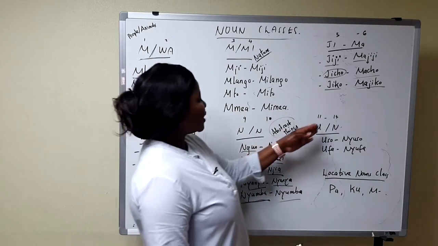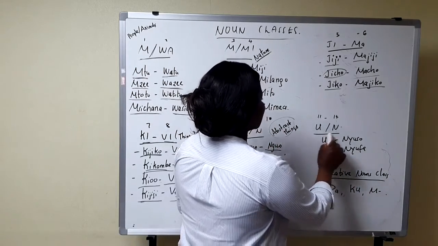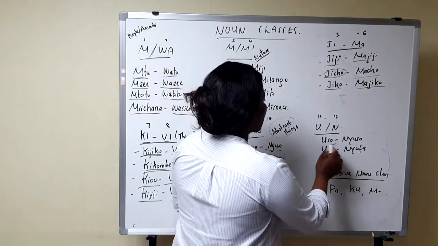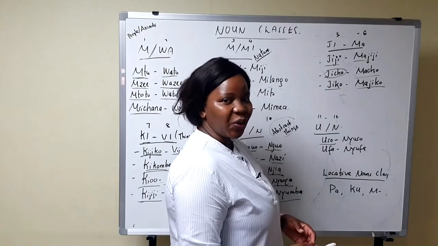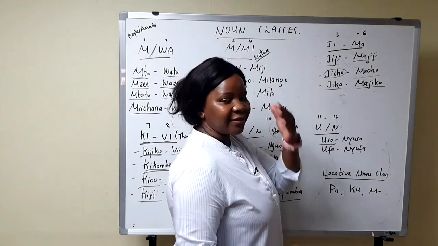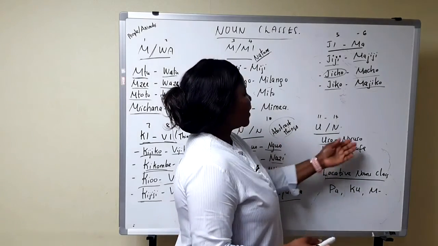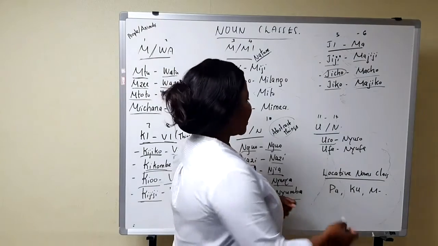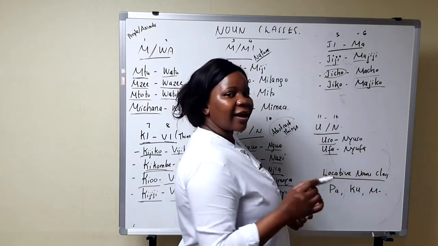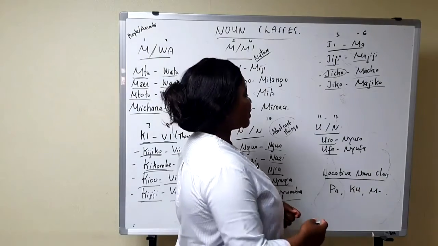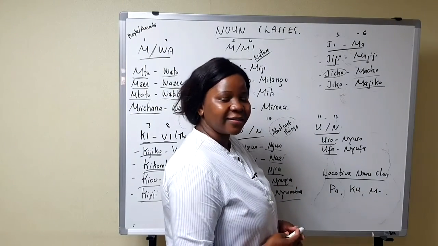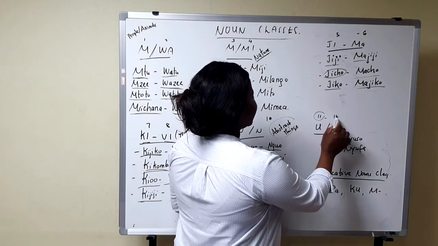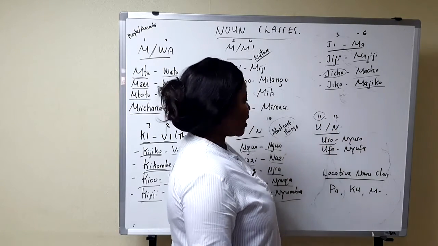So 11th and 14th noun class, this is UN noun class. For example, uso, nyuso, in plural, face in singular, in plural, we say nyuso, faces, okay? Ufa is a crack. In plural, we say nyufa, cracks. Okay, so UN noun class, this is the 11th and 14th noun class, UN noun class.